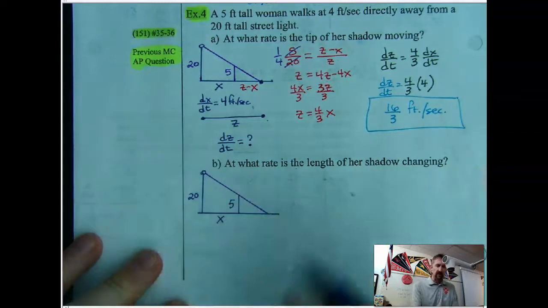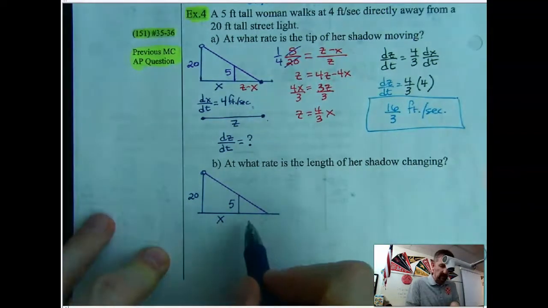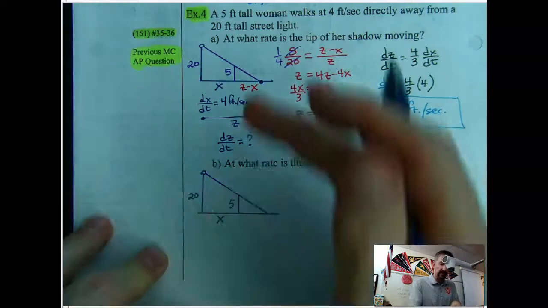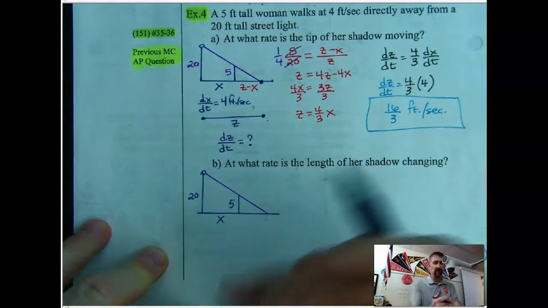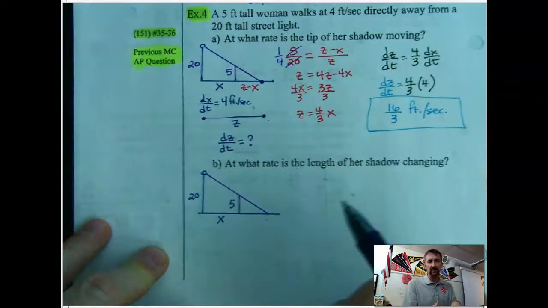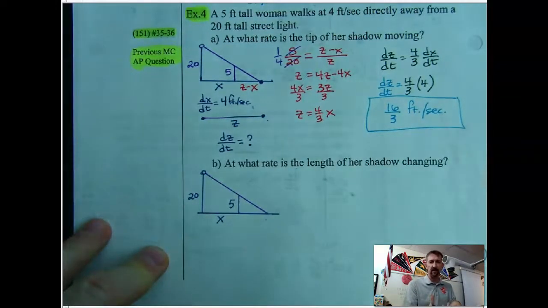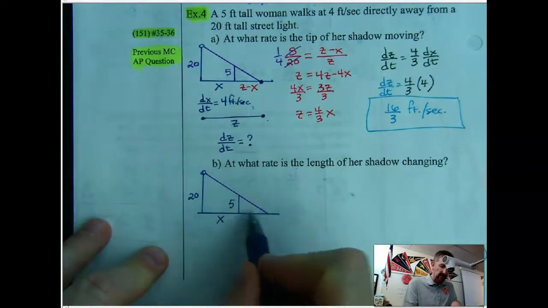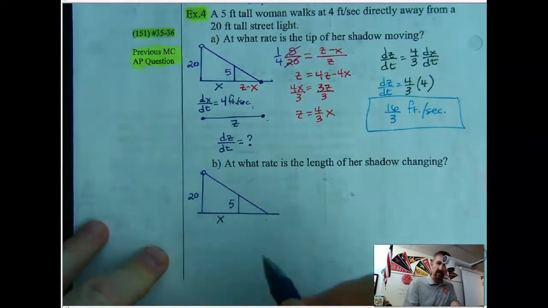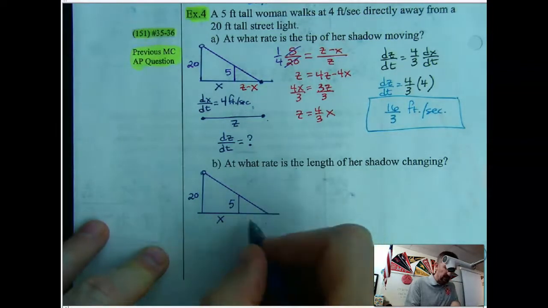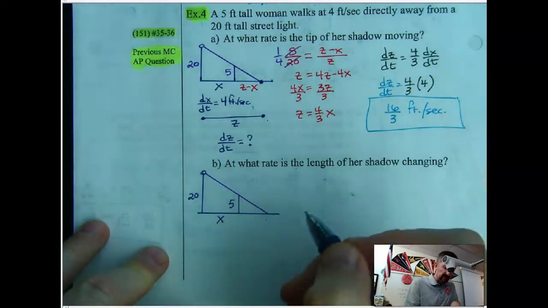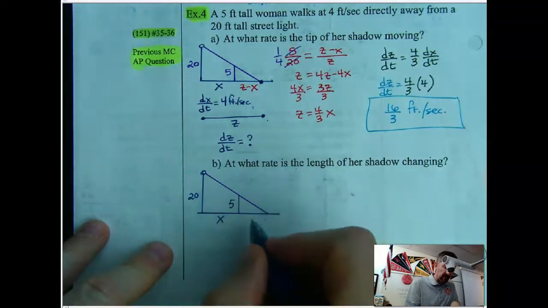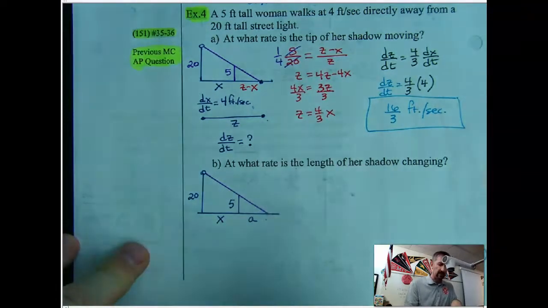So we could use that same setup, but it would get a little tricky. So what we could do is, instead, they probably won't ask you to do both of these things. They'll just ask you one or the other. So whichever one they ask you, you want to set it up the way that it's easier for that question. So since they're asking us about how long this is, I want to make that my variable this time. So I don't want to use s because that looks like a 5 kind of. So I don't really want to use z again. I'll just call it A for the length of the shadow.